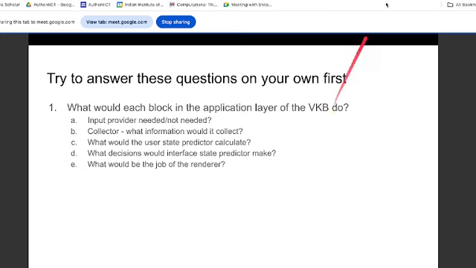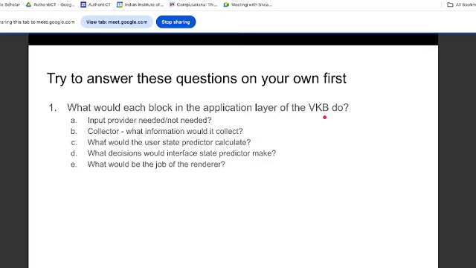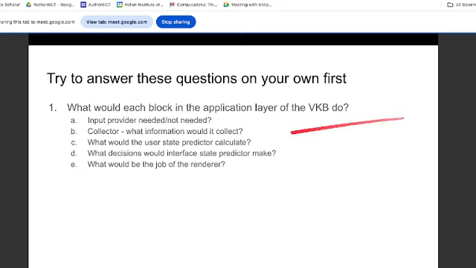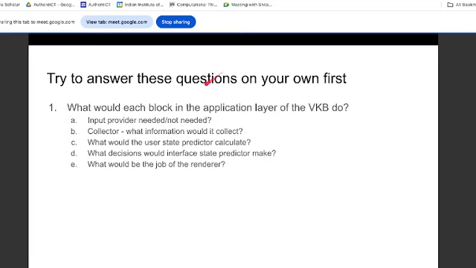So while the case study focuses on the virtual keyboard, you should think about how to fit all these blocks into the example of the virtual keyboard. So the input provider, whether it is needed or not. If we want to model the virtual keyboard, we may go for the non-adaptive keyboard layout style, so then we don't need the input provider at all. Then we think about if we want to make it adaptive based on each individual user's input, then we will need the input provider.